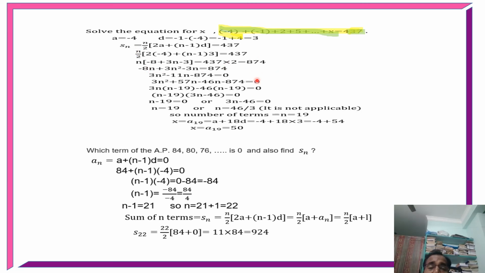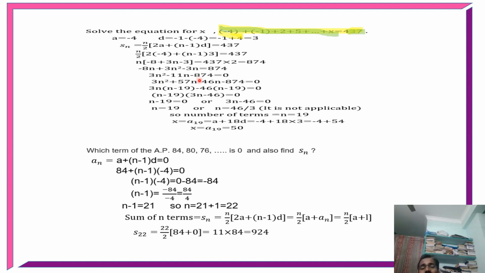437 into 2 is 874. So -8n + 3n into n, that is 3n square minus 3n, equals 874. Simplify, we get 3n square minus 11n minus 874 equals 0.